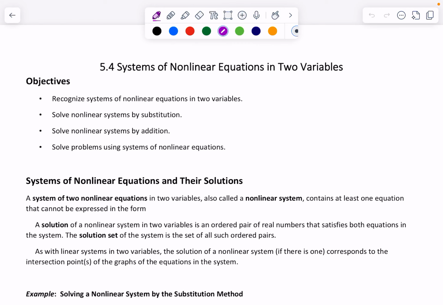Hello. So we are continuing with the systems of equations. In 5.4, we're going to be talking about nonlinear equations in two variables.